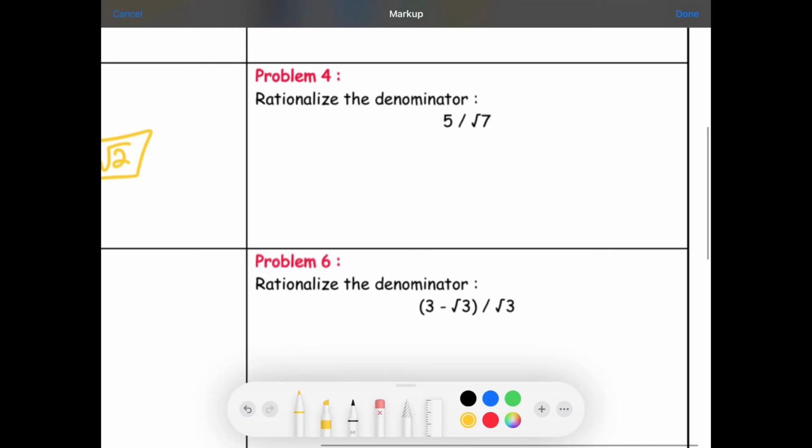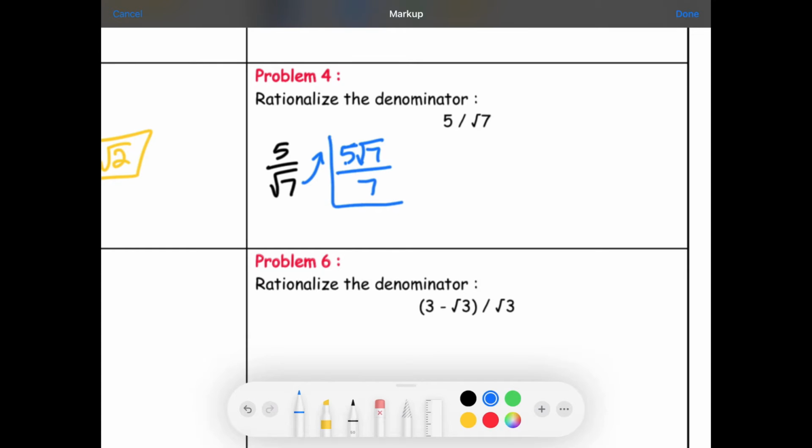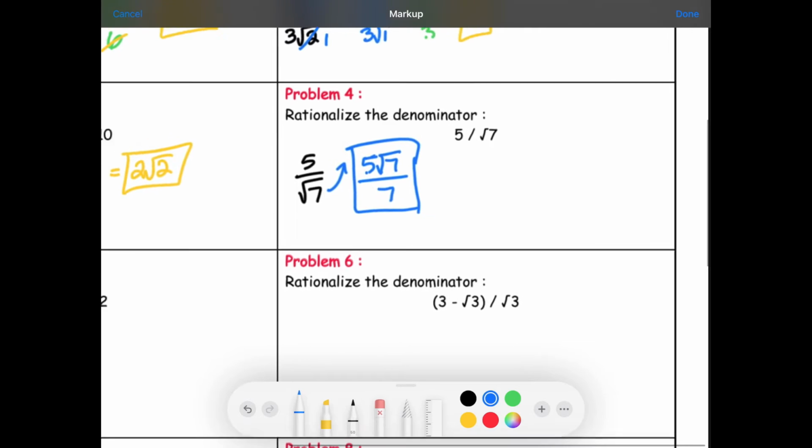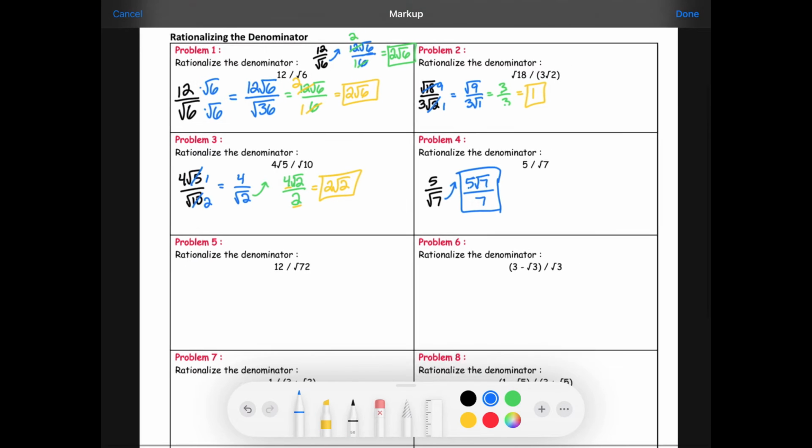Oh, 5 over the square root of 7. Oh, well. Bring the root 7 to the numerator. 5 root 7 over regular 7. Now you could multiply by root 7 over root 7 and then simplify, sure, but we're trying to save some time here.